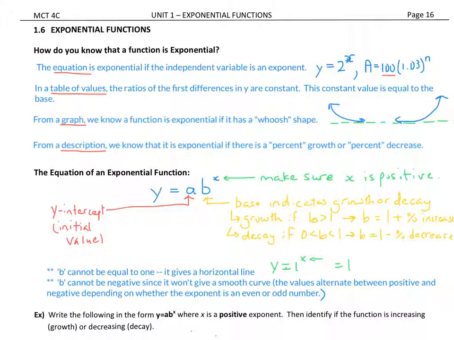Continue on with the example here. It says write the following in the form y equals a b to the x, where x is a positive exponent. So each one of these has a negative exponent. Apply that negative exponent rule so that the x then becomes a positive exponent. And then you can identify if the function is increasing, so you have growth, or decreasing, which is your decay function.